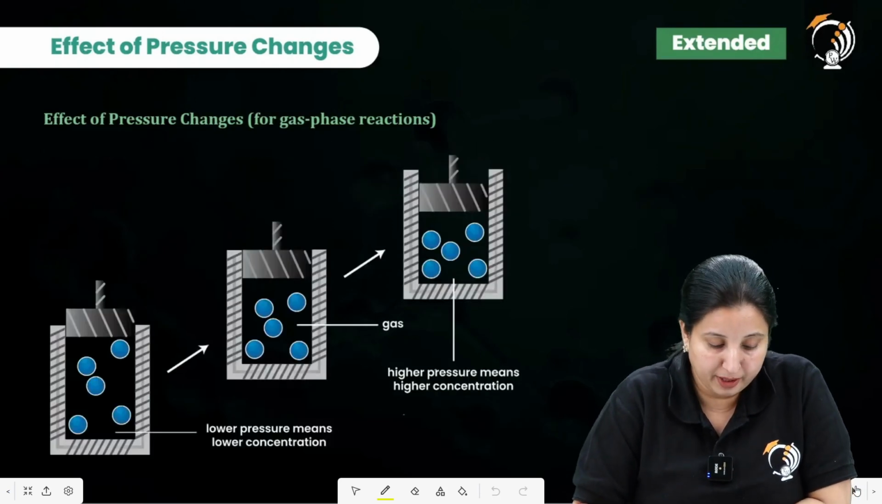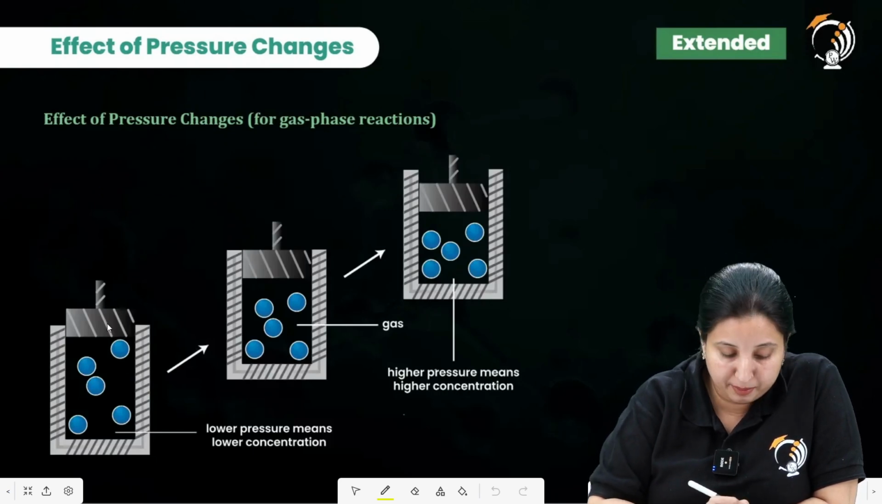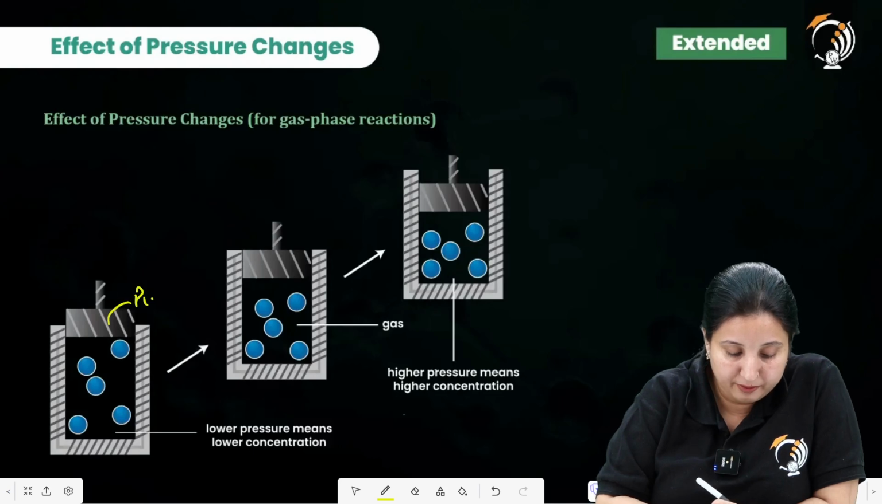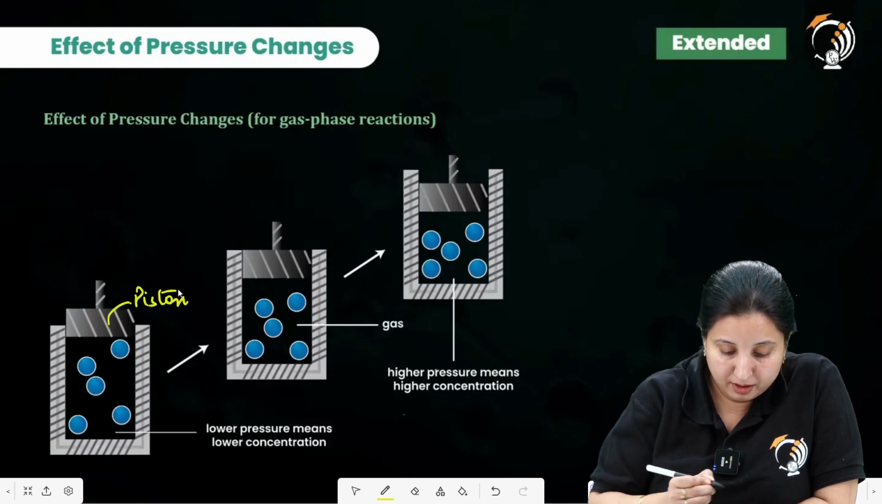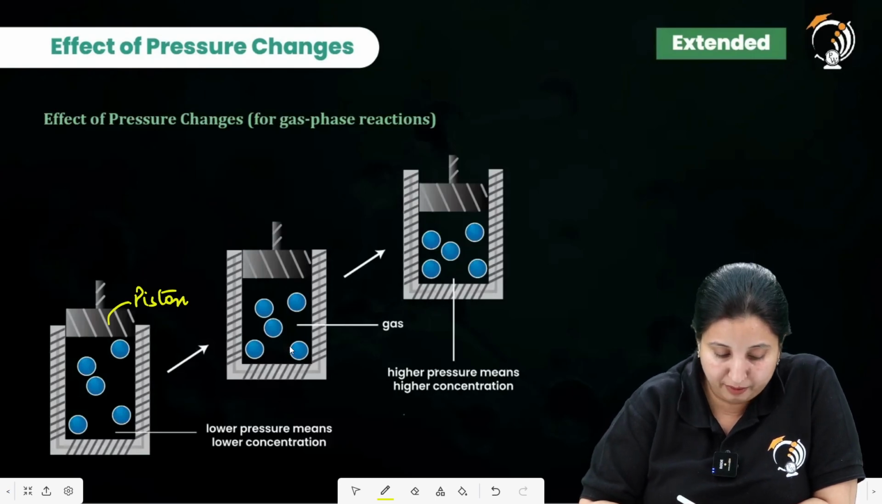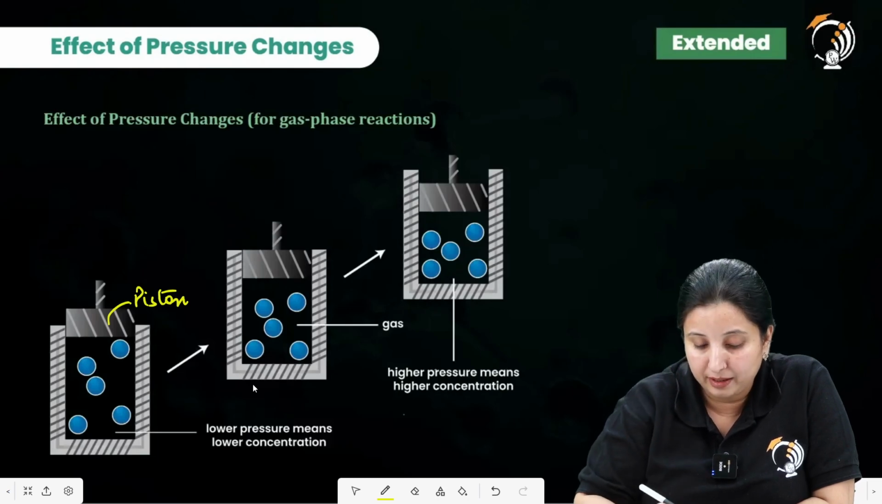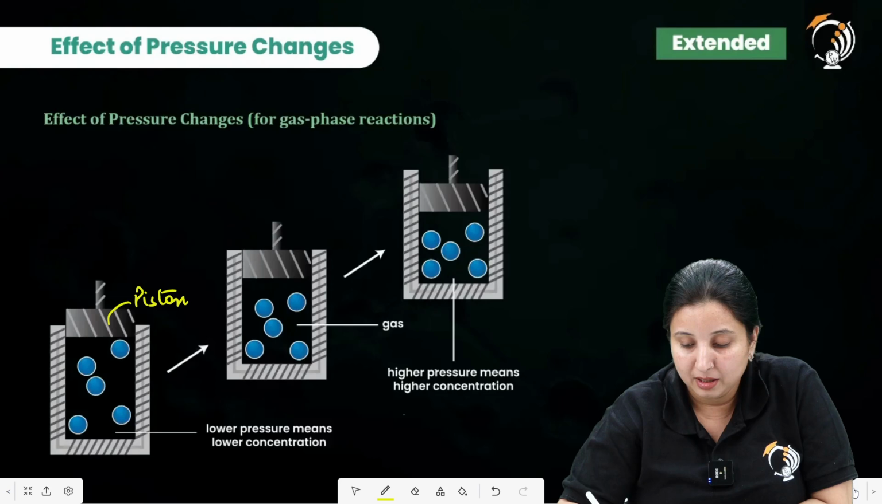So if you look over here, we have shown the effect of pressure. In starting, we are having a minimal pressure. This is the piston over here. Now lower pressure means lower concentration over here. Now we are having the pressure increasing. When the pressure is increasing, it means the particles are coming together and there will be a higher concentration in that area.